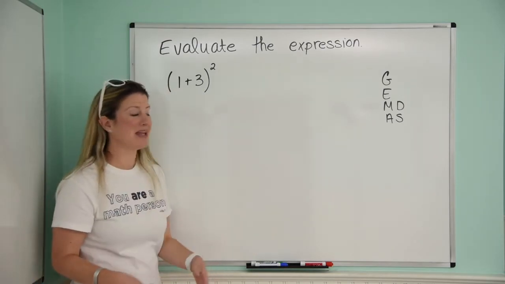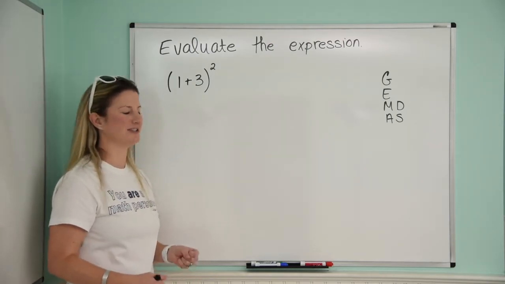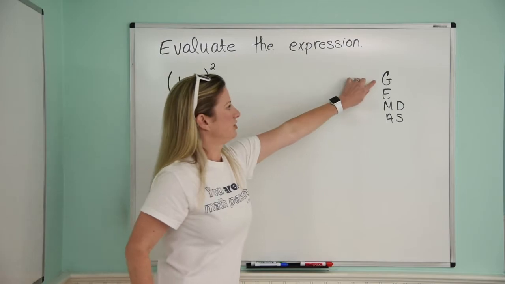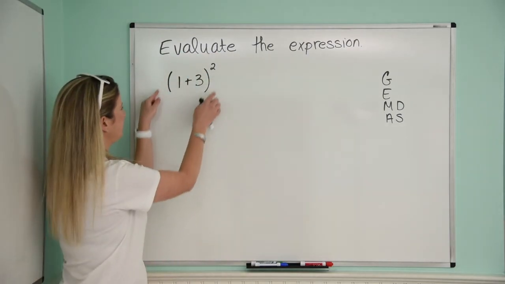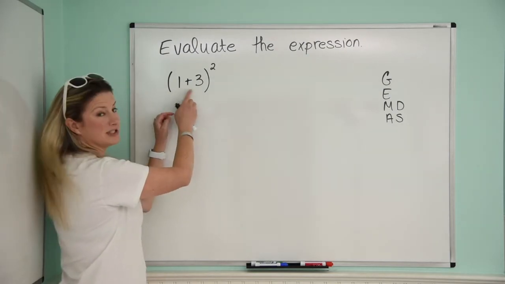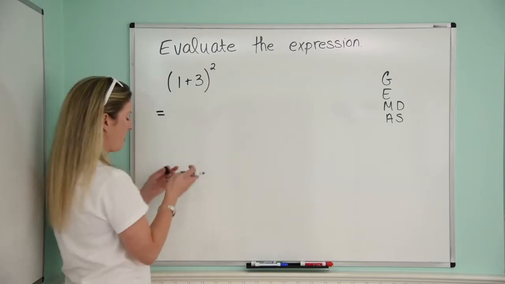So let's jump in. Anytime we evaluate an expression, we must follow the order of operations. First, G, grouping symbols. Do I see any grouping symbols? I do. I see parentheses around the quantity 1 plus 3. So that means that I am going to do that first.